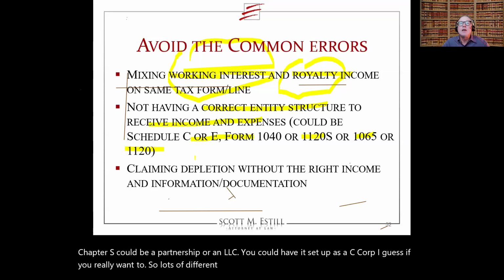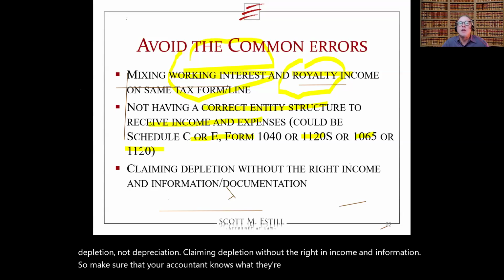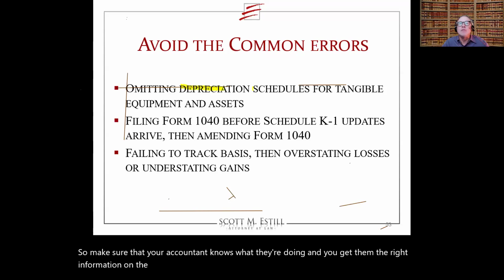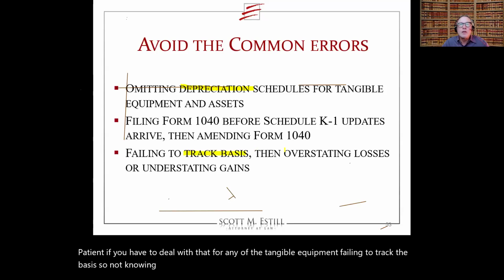Another mistake I see, claiming depletion, not depreciation, claiming depletion without the right income and information. So make sure that your accountant knows what they're doing and you get them the right information on the depletion and the depreciation if you have to deal with that for any of the tangible equipment. Failing to track the basis, so not knowing what your basis is, then selling it and having a gain that you're either paying too much or too little in tax.